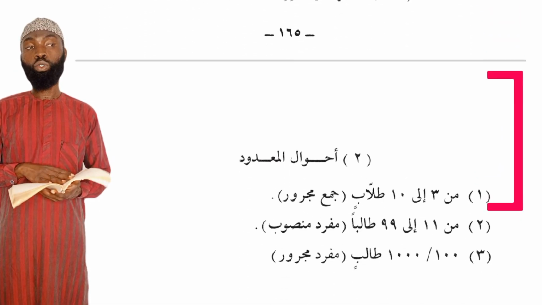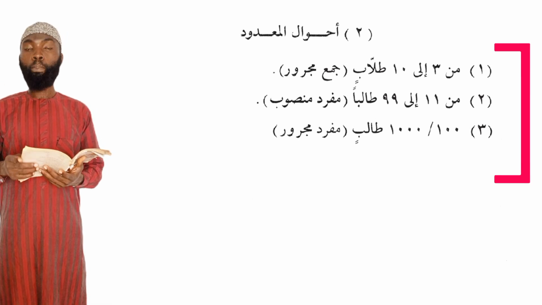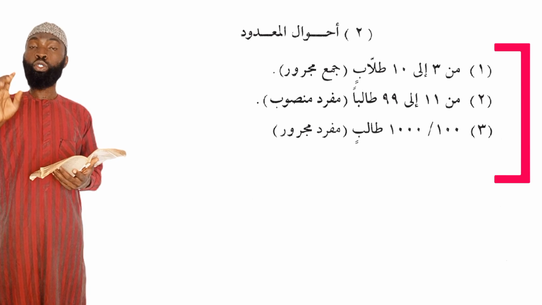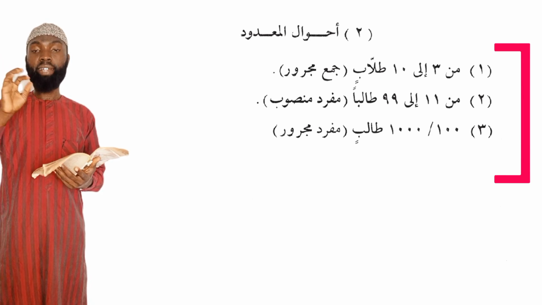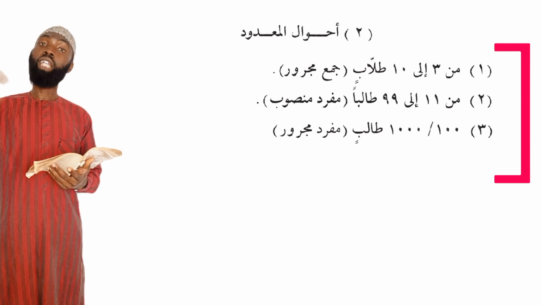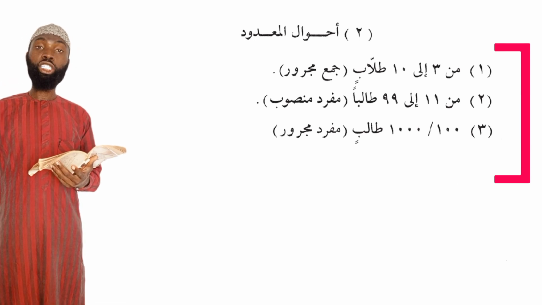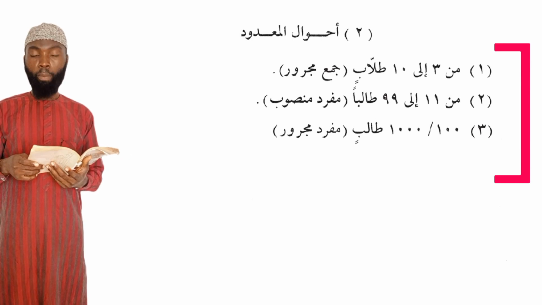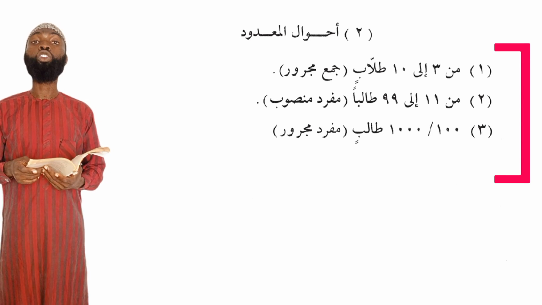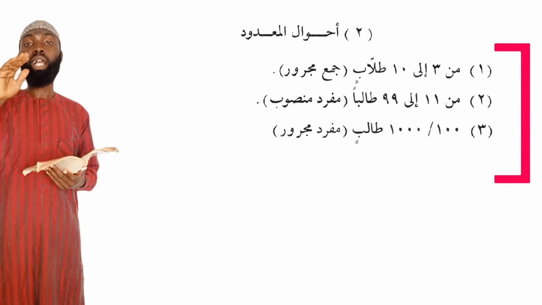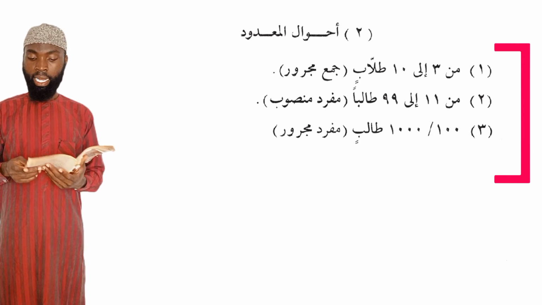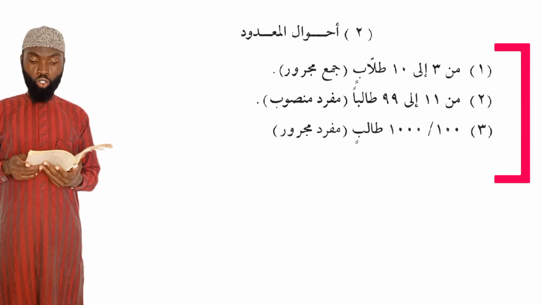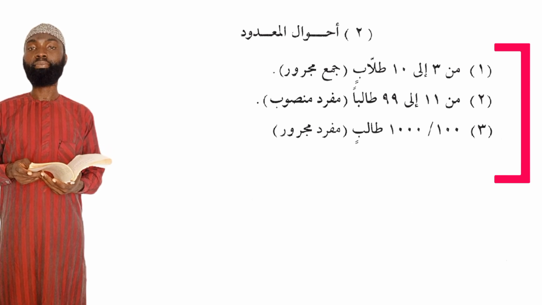Now we have ahwal al-ma'dud, the condition of what is being counted. Numbers from 3 to 10, which is tullabun jam'un majrur. They must always come in the plural form, and they will be carrying kisra. So from 3, thalathatu tullabin, thalathu talibatin. Asharatu tullabin, ashru talibatin. For numbers from 11 to 99, you're going to be using the singular form of the word taliban, carrying fatha, which is mufrad mansub. Then numbers from 100 to 1000, you're going to be using the singular form talibin or talibatin, carrying kisra.